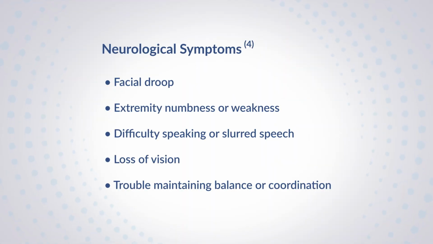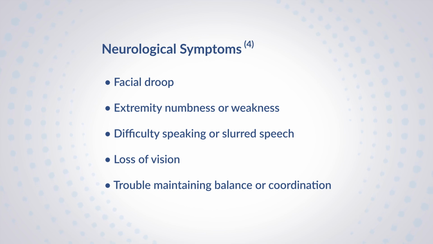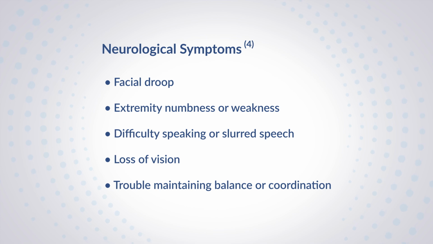Patients can exhibit a wide array of neurological symptoms when suffering from a stroke. The most common of these neurological symptoms are facial droop, extremity numbness and/or weakness, especially if limited to one side of the body, difficulty speaking or slurred speech, loss of vision, and trouble with maintaining balance and coordination. These symptoms make logical sense when we consider the brain as the affected organ. Depending on where in the brain the stroke is located, one or more of these symptoms can present.